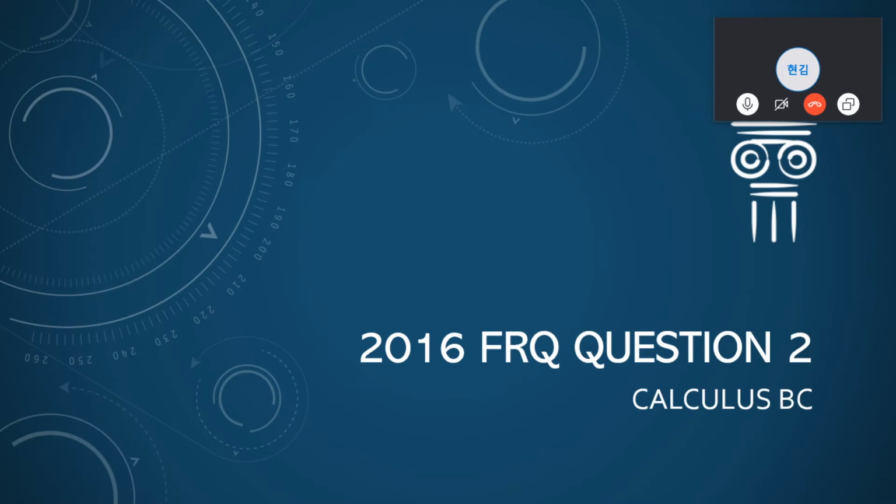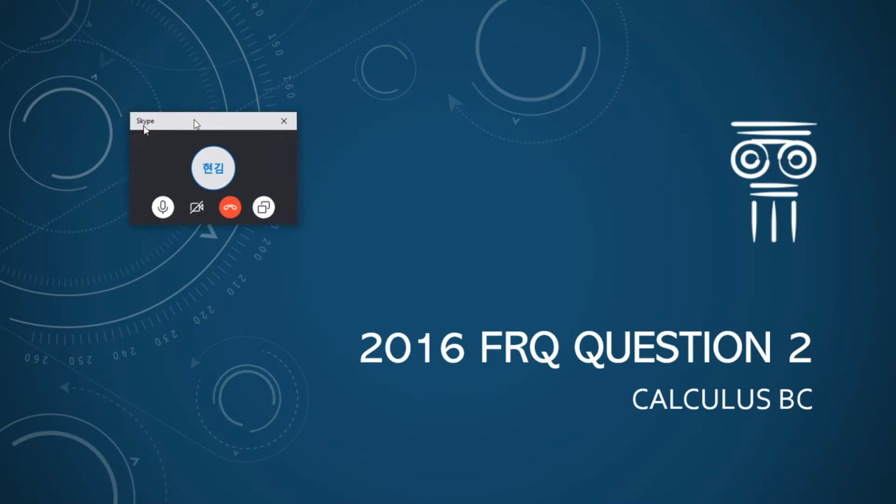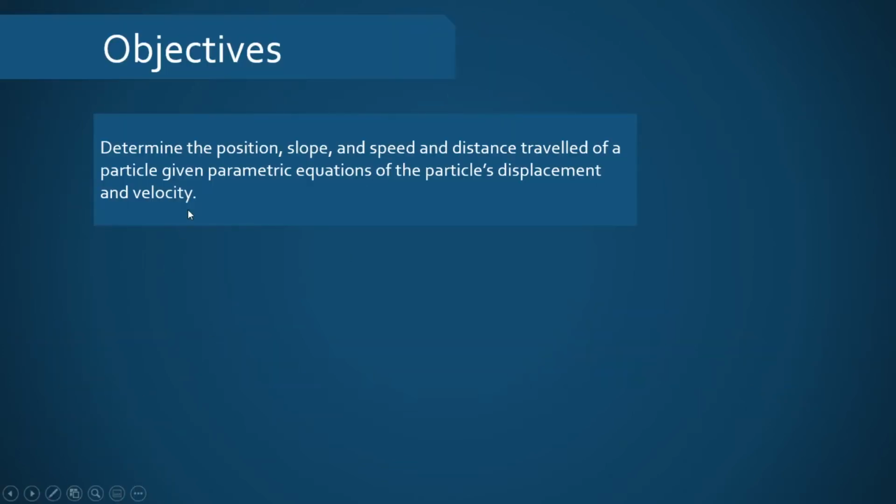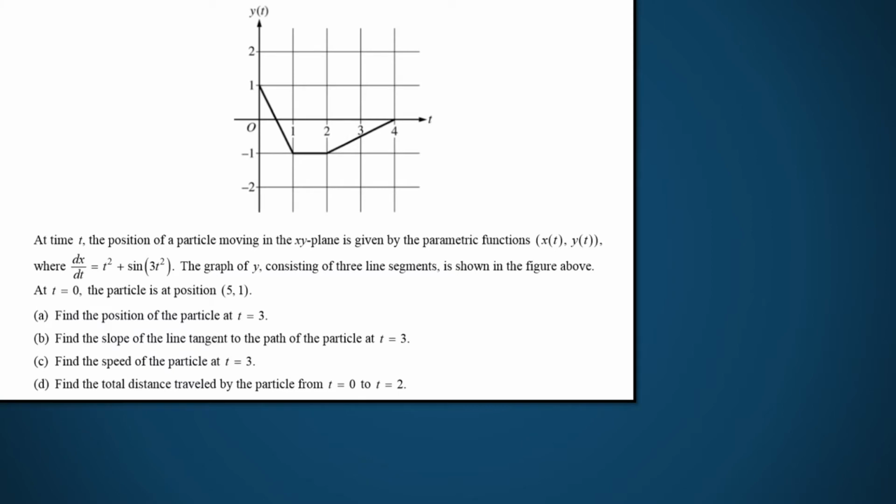Alright, welcome back. So, we're on 2016 FRQ this time. So we'll be looking at parametric equations. Specifically, finding position, slope, and speed, distance traveled of a particle given parametric equations of its velocity and position.